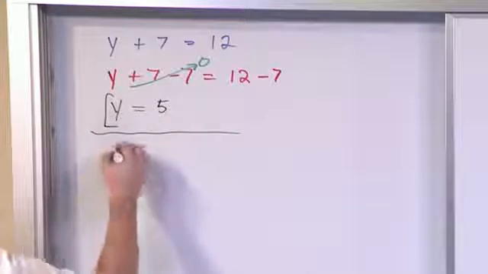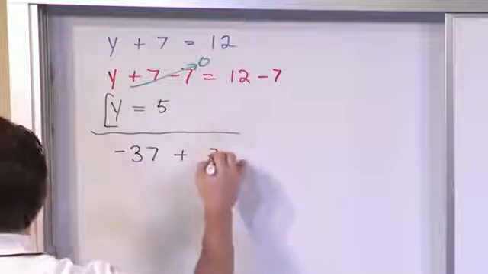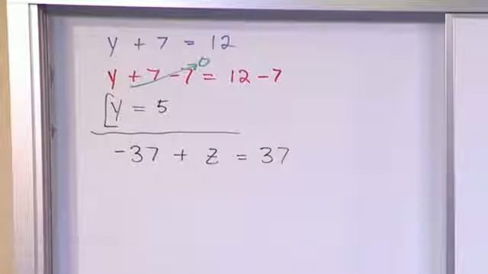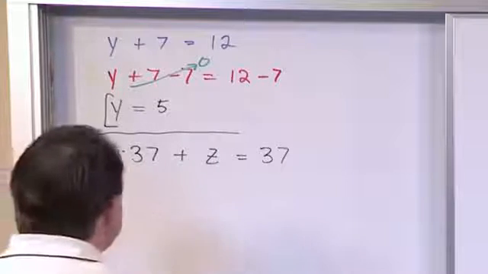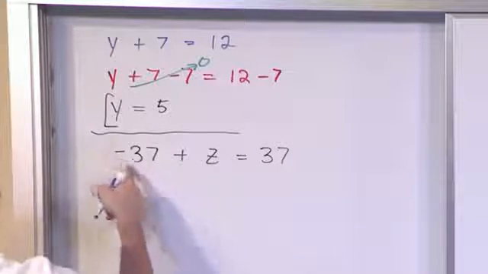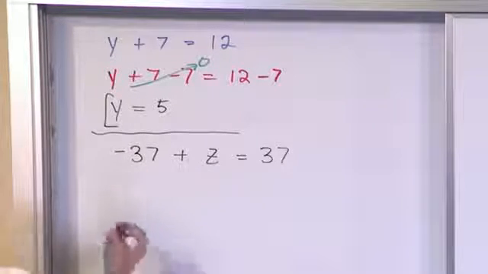All right, what if we have something a little bigger? Negative 37 plus z is equal to 37. How do we solve for z? We're trying to find out what this is equal to. Now we have this negative 37 sitting over here. We don't like that. The only way we can really get rid of it is to do the opposite. This is negative, so we have to do the opposite of subtraction. We have to do addition.